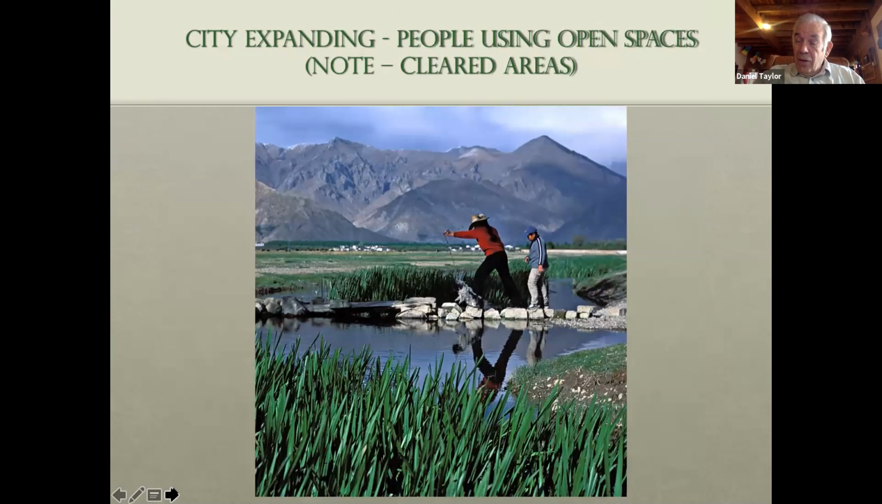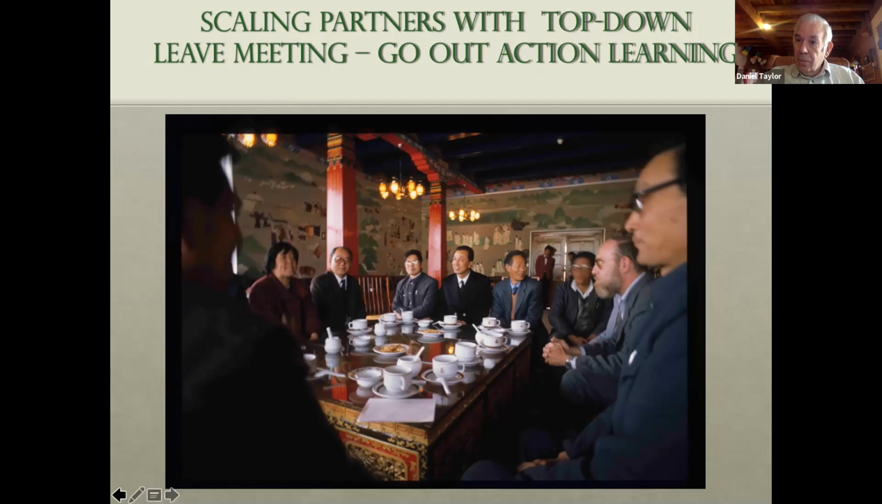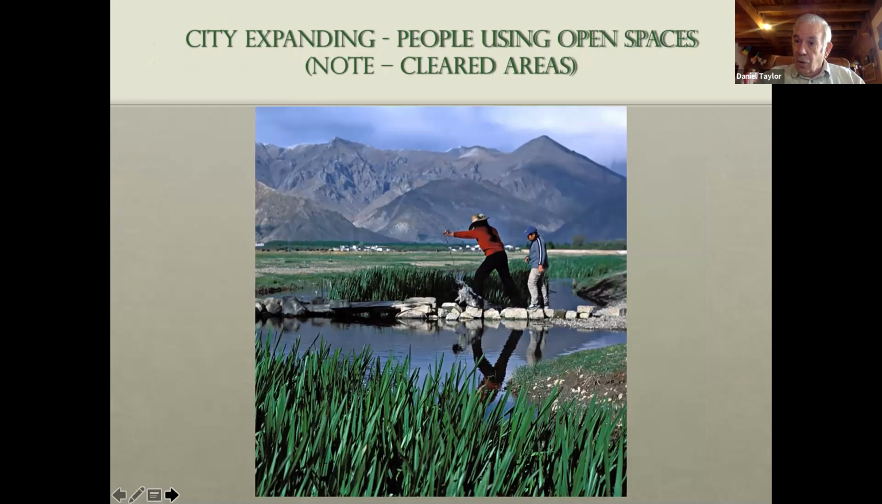One of the best ways is to get out of the meeting and go outside. Go out in the real world and talk to real people. So in this case, we left the meeting. We took the government officials. We were in the capital city of Lhasa, Tibet, and said, let's go outside and take a look. And Lhasa was a city that was growing very fast. The Chinese were moving in by the thousands into this part of Tibet. They were moving in by the tens of thousands.